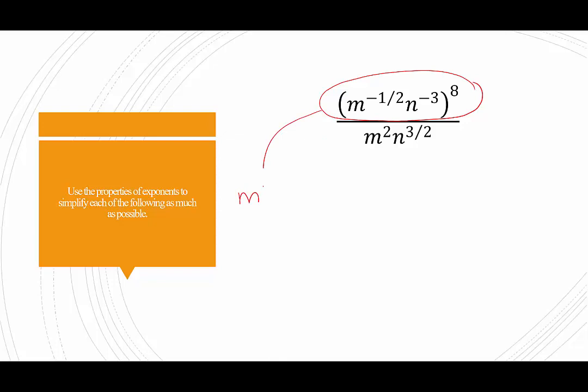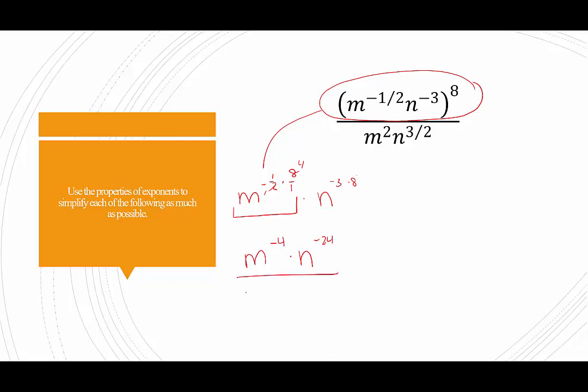This would be m to the negative 1/2. This is power to a power, so we're going to multiply by 8. And then n to the negative 3, and I don't need to put 3 over 1, do I? Because there are no fractions here. So it would be negative 3 times 8. Okay, so here, oh look, that's nice. We end up with m to the negative fourth times n to the negative 24th. Okay, that was our numerator.